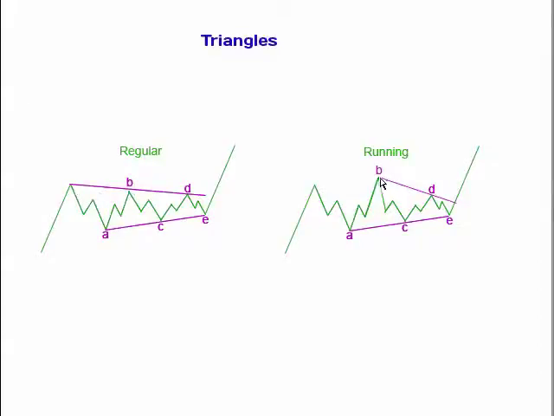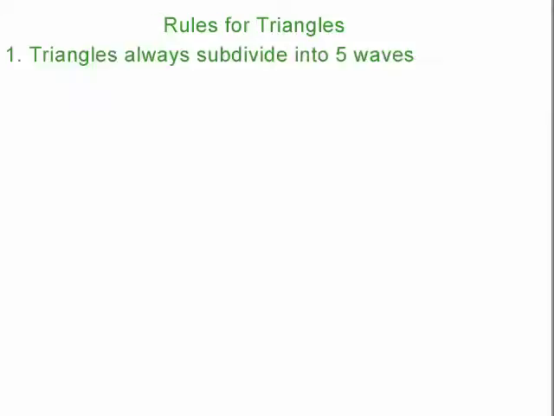But for a running contracting triangle, the B wave does move beyond the start of the A wave to make a new price extreme. Only 40% of triangles will be running triangles, so they are less common than regular triangles, but they are still reasonably common. They're not rare structures. So to summarise, the main rules for triangles are as follows.